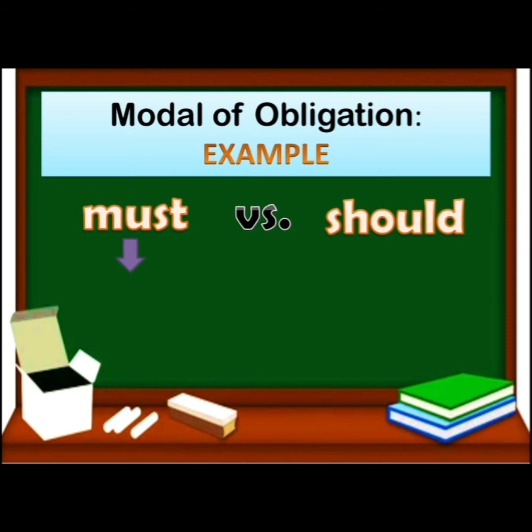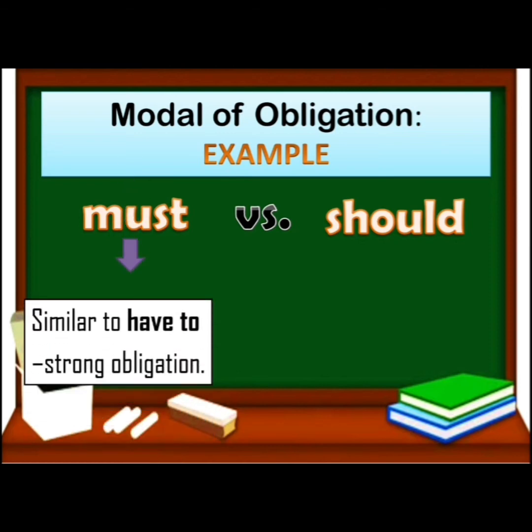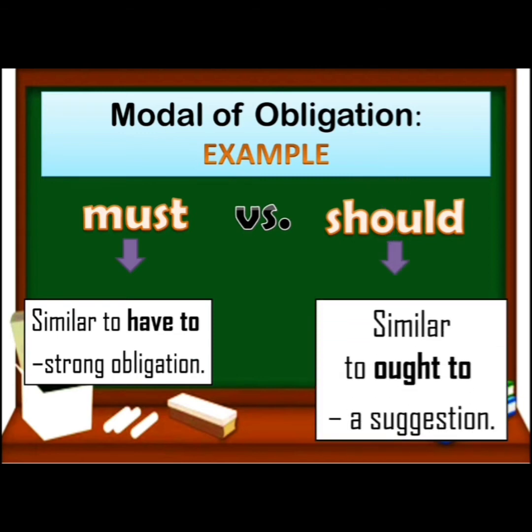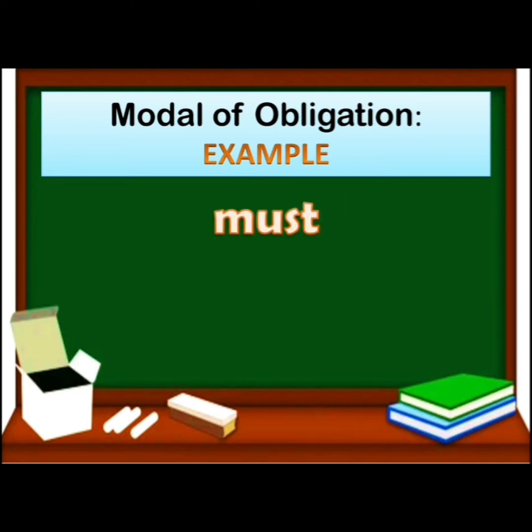Let's start first with must. Must is something similar to have to. It is used to express that there is a strong obligation one must do, while should is similar to ought to. It is used if there is a certain suggestion. The word must is used if something is a requirement to do, while the word should is used in giving an advice to someone. Let's have our example using the word must.